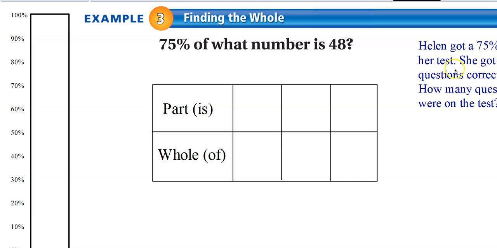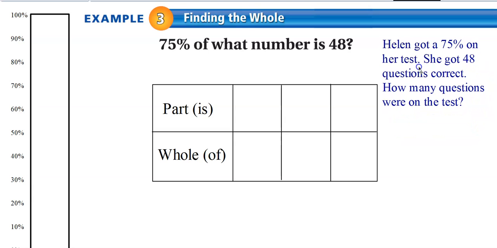Okay, so here is my first example, and here's the context. Helen got a 75% on her test, and she got 48 questions correct. How many questions were there on the test altogether? Right, it's that same thing that I was showing you on the other slide.